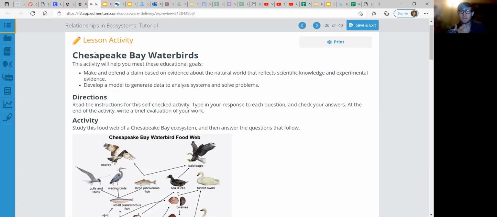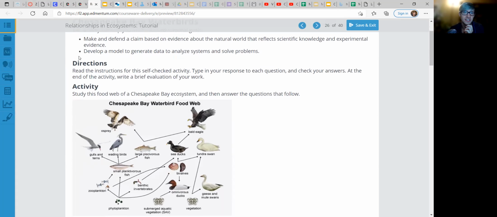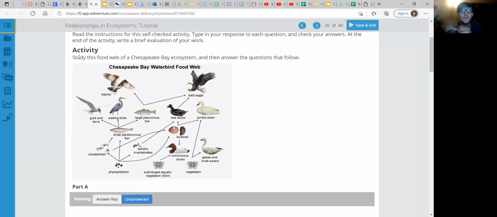And in this Chesapeake Bay Waterbirds activity, we're going to practice making and defending claims based on evidence about the natural world. And we're going to develop a model. We're always developing models to communicate our ideas and complex concepts to each other in science. And that makes it easier for us to solve problems. So here we go. We have the Chesapeake Bay Waterbird food web. And this is a visualization of how the species within this ecosystem feed on one another.